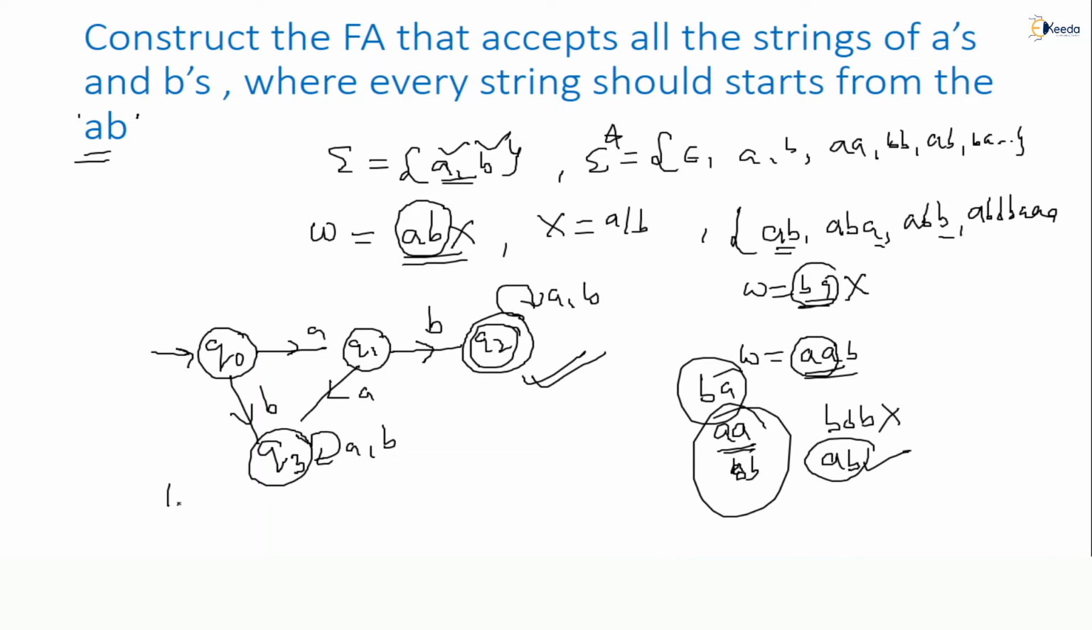So you can check: W equal to ABA. Should it be accepted or rejected? This should be accepted. So look at this: Q0 on A goes to Q1, Q1 on B goes to Q2, Q2 on A stays in Q2. Is Q2 a final state or not? So that you understand, the string is accepted. I hope you are getting it.